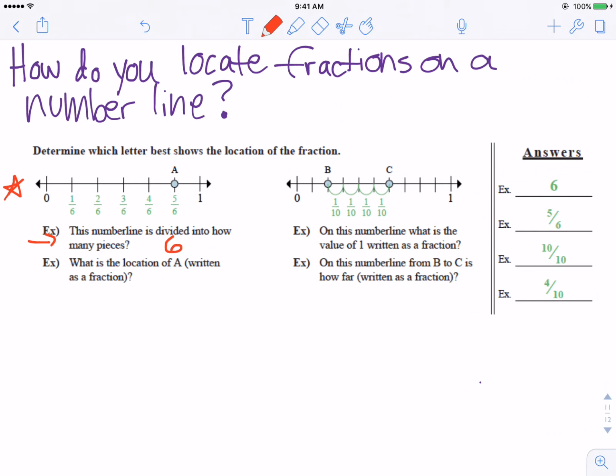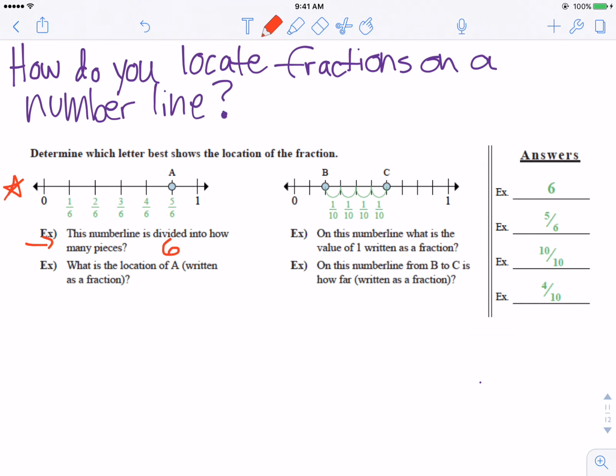The next question says, what is the location of A written as a fraction? So they have A here. So we are counting. This is 1/6, 2/6, 3/6, 4/6, 5/6. So 5/6 is the location of A. And also these answers are right over here for that example.